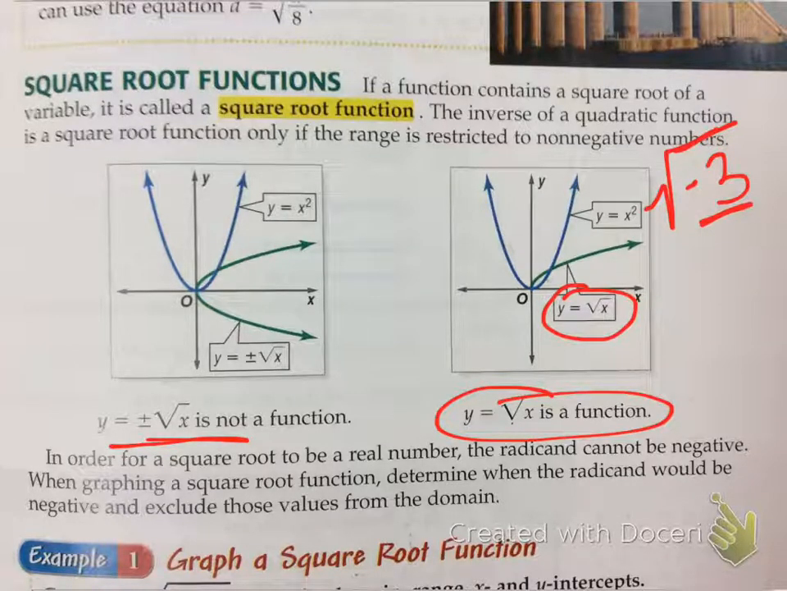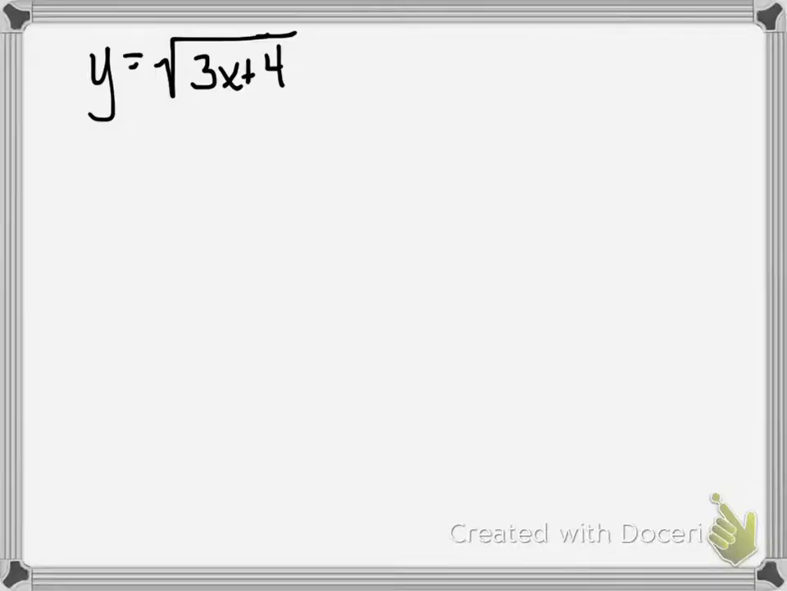So in order for the square root to be a real number, the radicand, the number inside here, cannot be negative. When graphing the square root function, it says determine when the radicand would be negative and then exclude those values from the domain. So that's what we're going to do in this problem. We want to know when this right here will be 0. We want it to be greater than or equal to 0 because it can't be less than 0 or it will be negative.